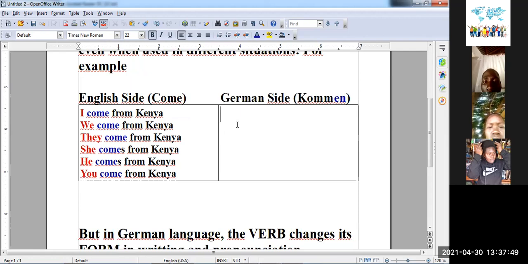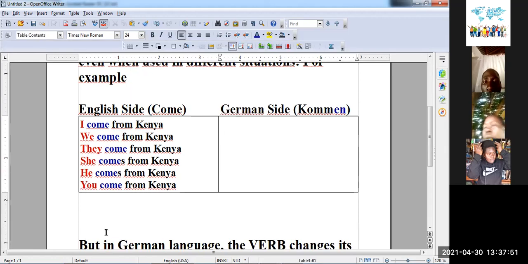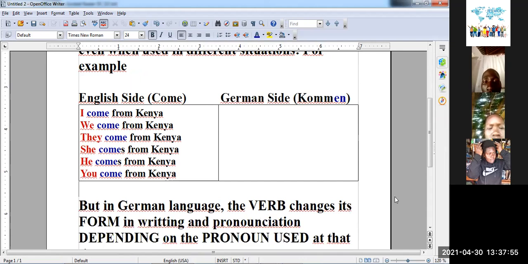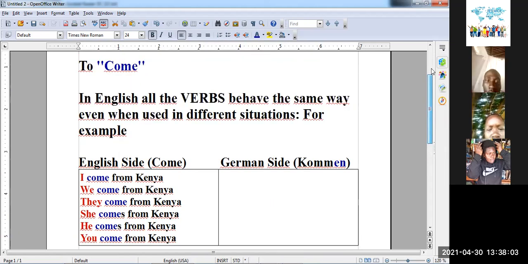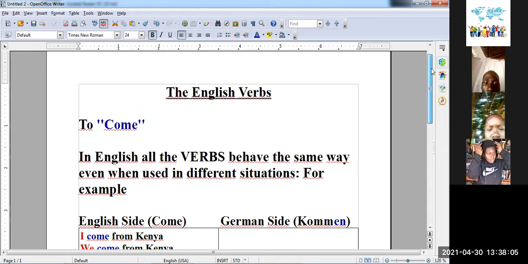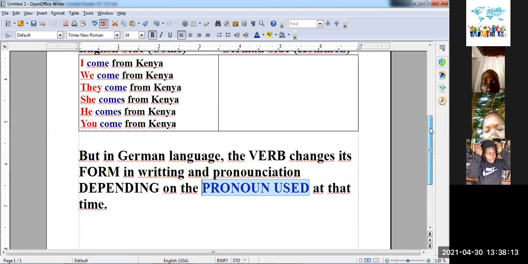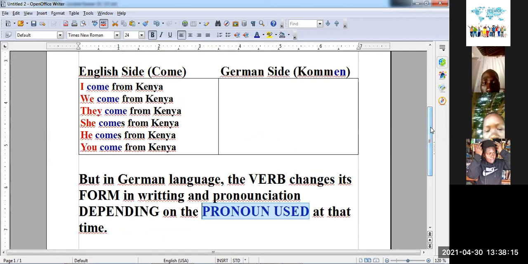Now, like we have read together, in German language the verb changes its form in writing depending on the pronoun used. So the pronoun you have used will change the verb's appearance or pronunciation. Now look at this.